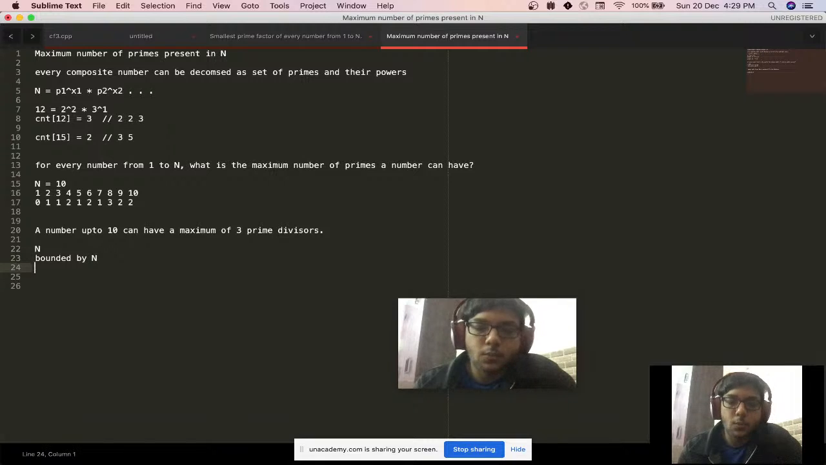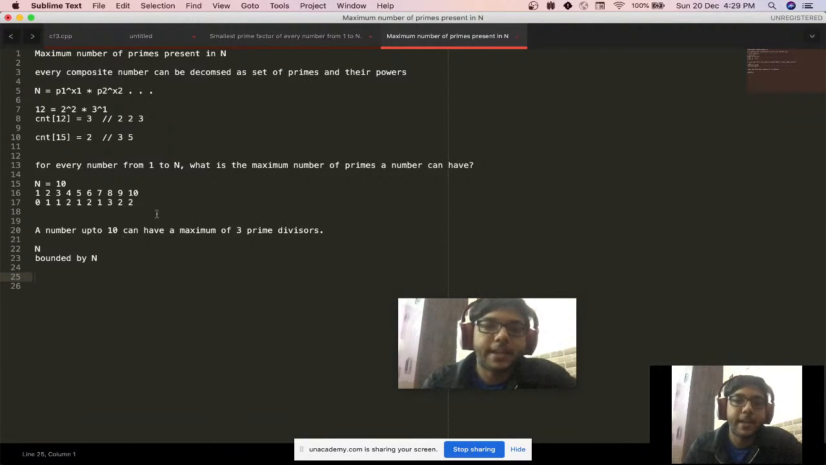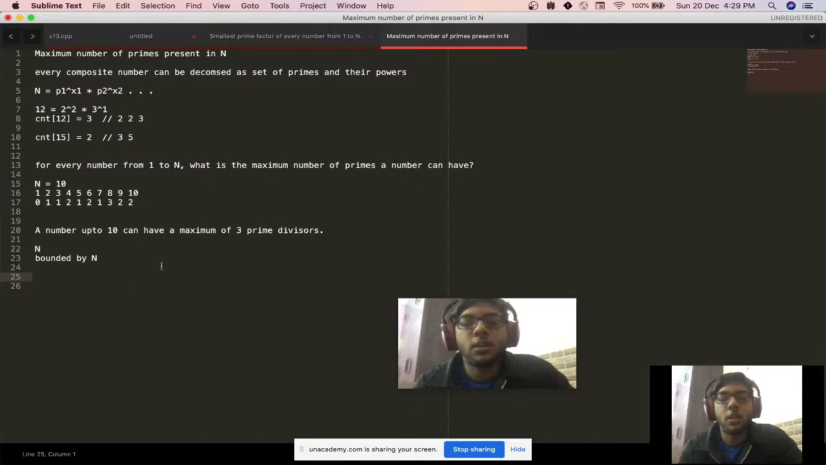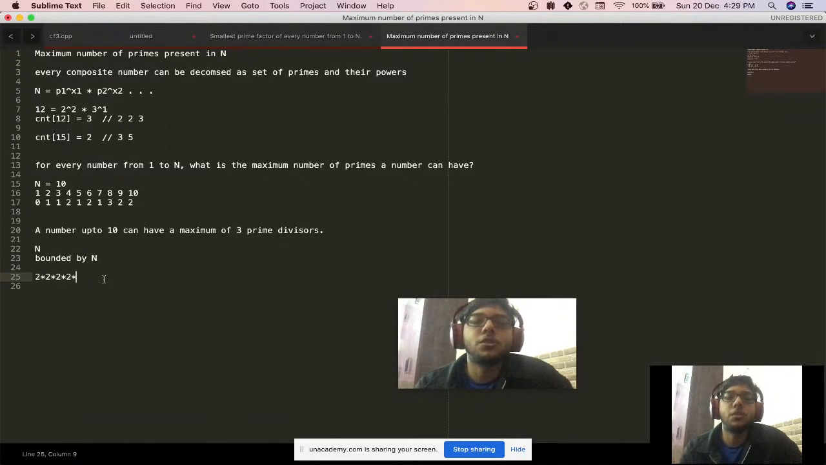Because that's given in the question, I am bounded by n, and I want to increase the number of prime divisors because I need to find the maximum. So my greedy sense says to use the prime 2 as many times as you want. I don't want to use 3 or 5 or bigger primes, because that would very quickly make my number greater than n. So I am going to use 2 and 2 and 2 and so on.